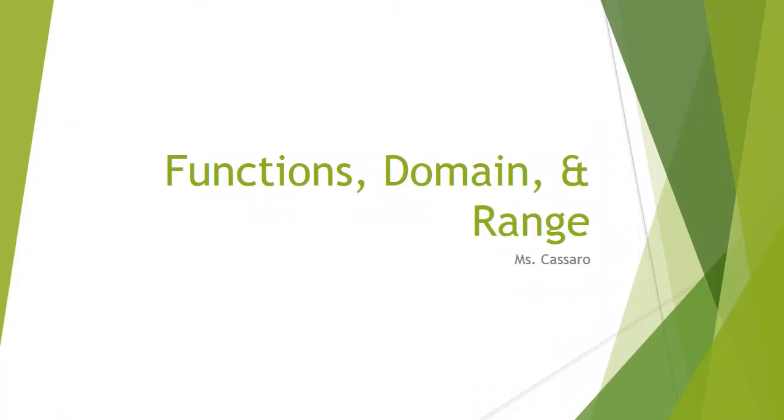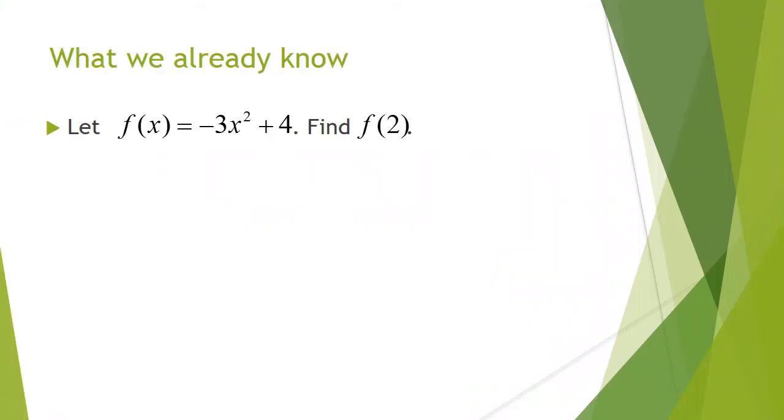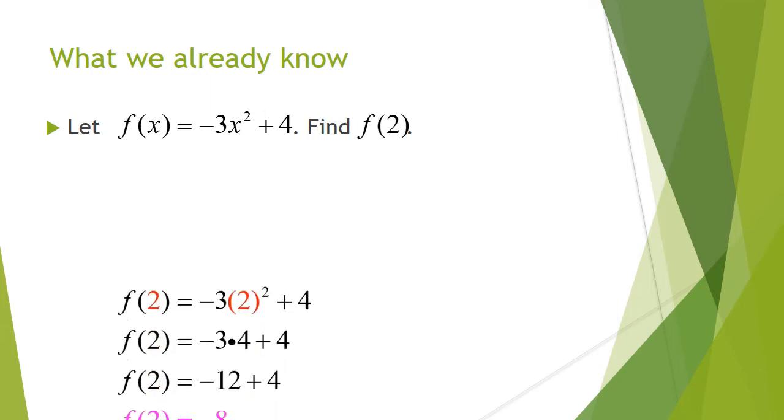In this lesson, we will be discussing functions, domain, and range. So we've already studied functions a bit, and we know that f of x can replace y in functions. We also know that if a number replaces x, it has to replace every x in the equation. So in this example, we have function f of x, and it's equal to negative 3x squared plus 4, and we're being asked to find f of 2. What this means is that everywhere we see x, we're going to plug in 2.